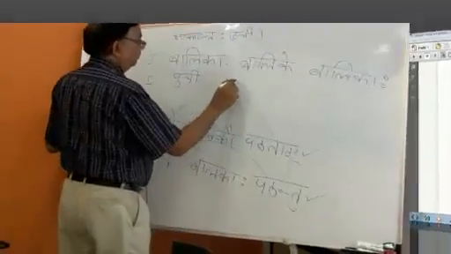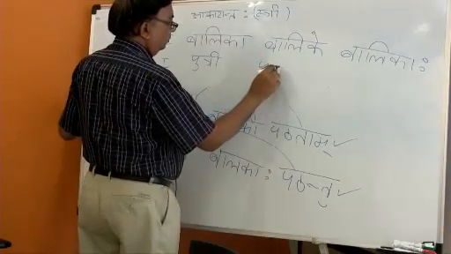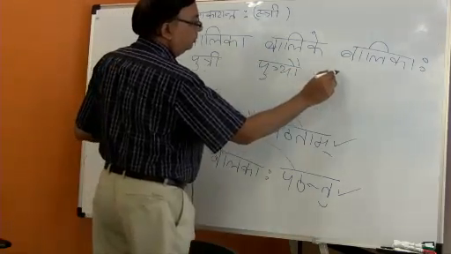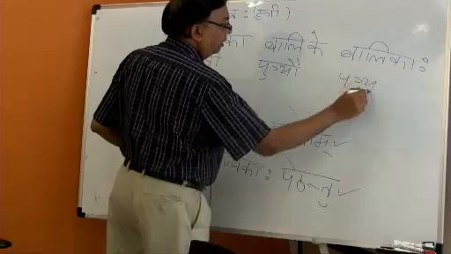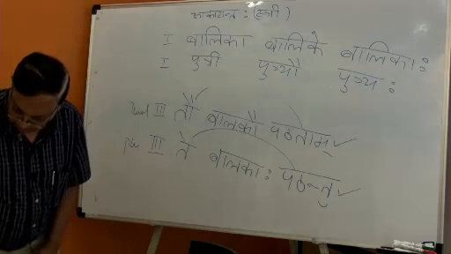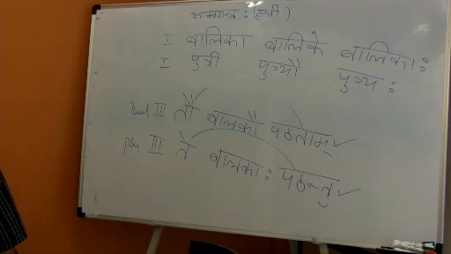Putri, putriyau, putriyaha. Putraha kurvanti. Sons are doing. Putriyaha kurvantu. Let the daughters do. Mahilaha agachanti. Women are coming. Purushaha agachantu. Let the men come.